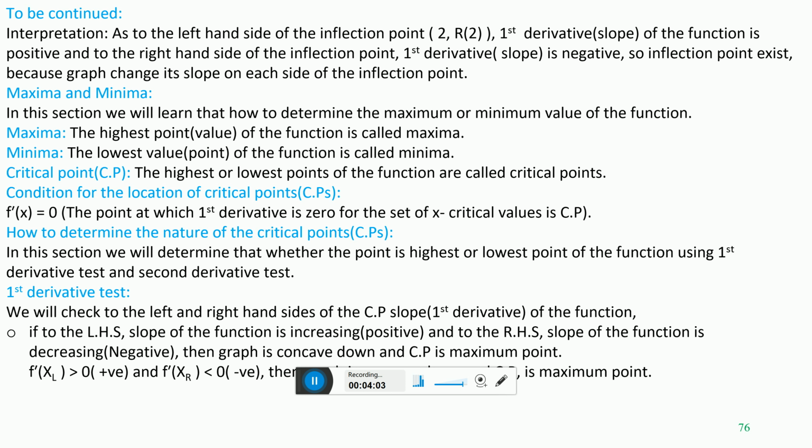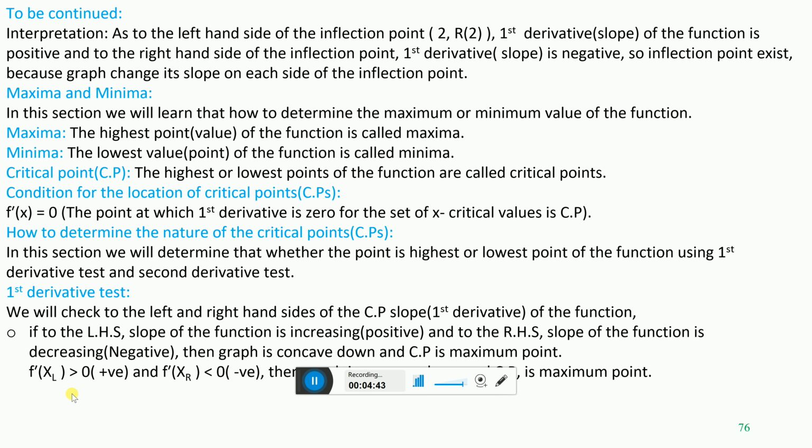We will check the first derivative of the function to the left of the critical point and then to the right hand side of the critical point. If the first derivative or slope of the function to the left hand side of the critical point is positive, and then to the right hand side of the critical point the slope of the function is decreasing, the derivative is negative, we will say that the graph of this function is concave down and the critical point will be called the maximum point of the function.